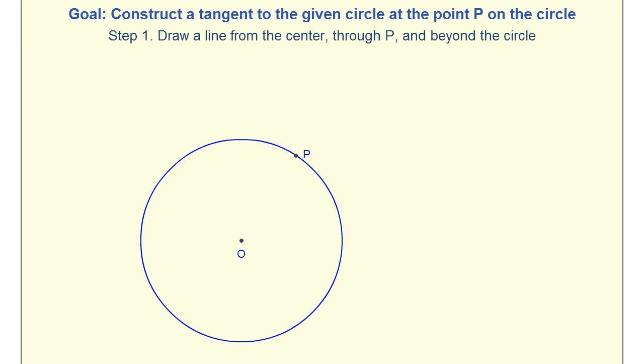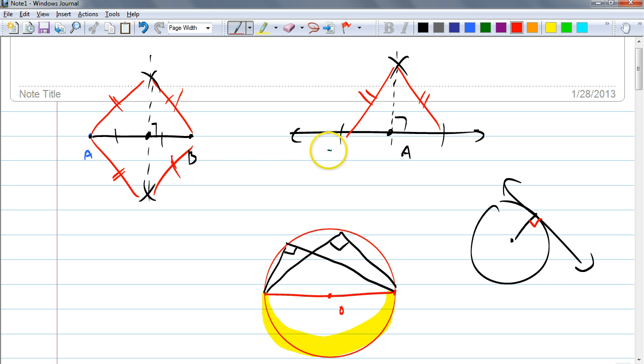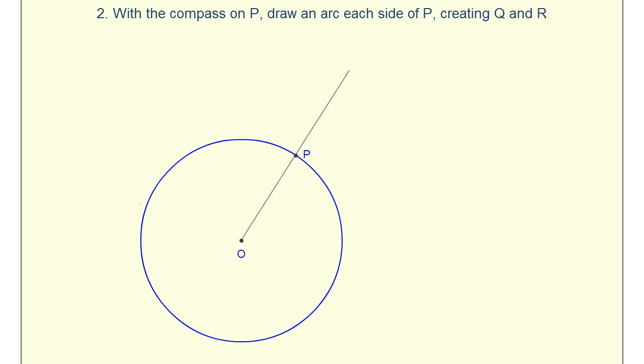So first, what we're going to do is connect OP. Of course, we do that with the straight edge. Because we knew that the radius and the tangent line are going to be perpendicular, we're going to make a right angle through this point P, which is kind of like the one we just did right here. It's the same construction that we did. So what are we going to do next?